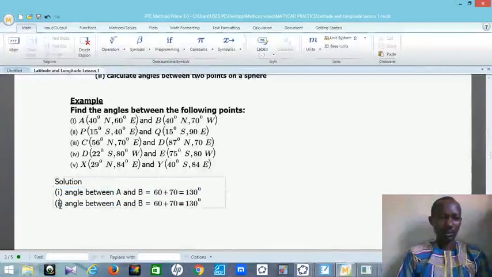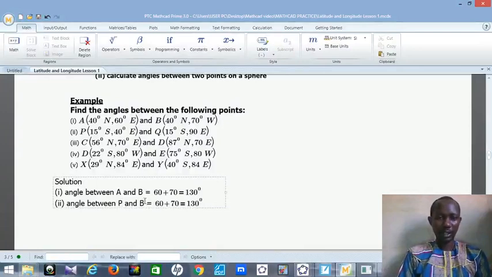So number 2 now. The angle between P and Q is going to be, if you check now, 15 is common to both sides, so it will be 90 minus 40. So this is 90, change this to minus, 90 minus 40. And 90 minus 40 will give us what? Will give us 50 degrees.